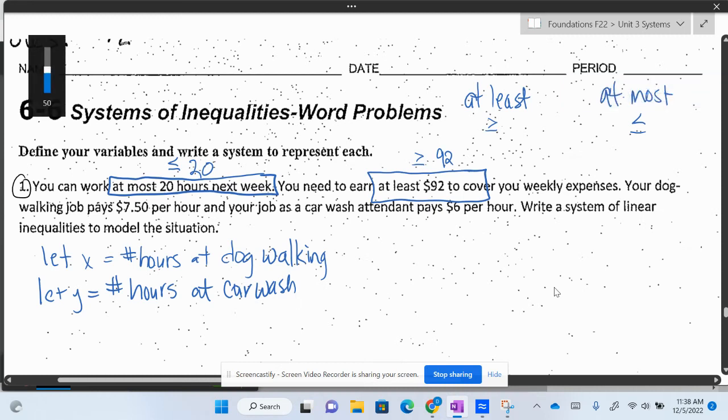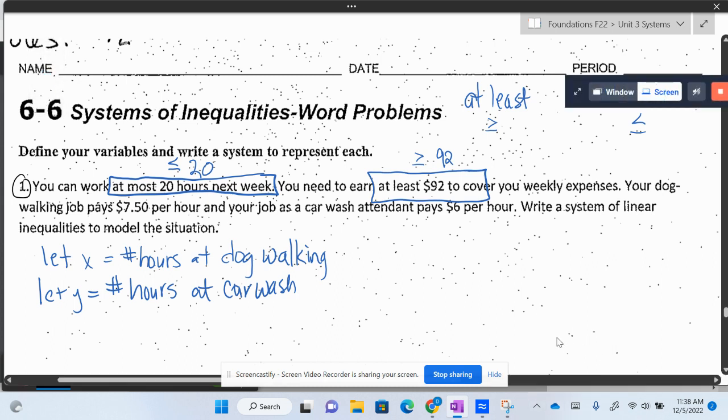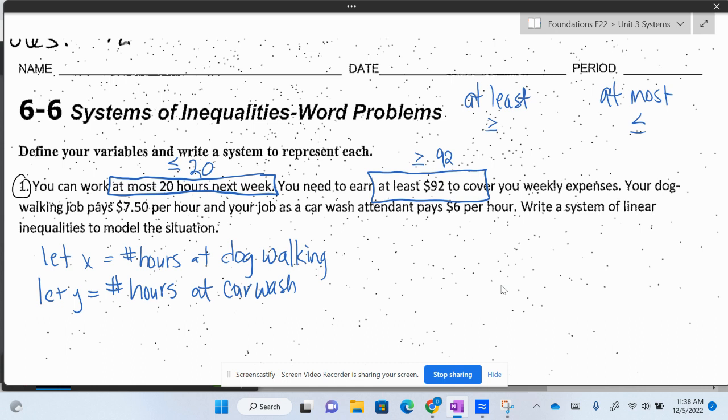Here's what we have. So at most means less than or equal to, at least means greater than or equal to. So total hours, that's my X and my Y, cannot work more than 20 hours. So how do I show that what I do combined between both jobs has to be less than or equal to 20 hours?